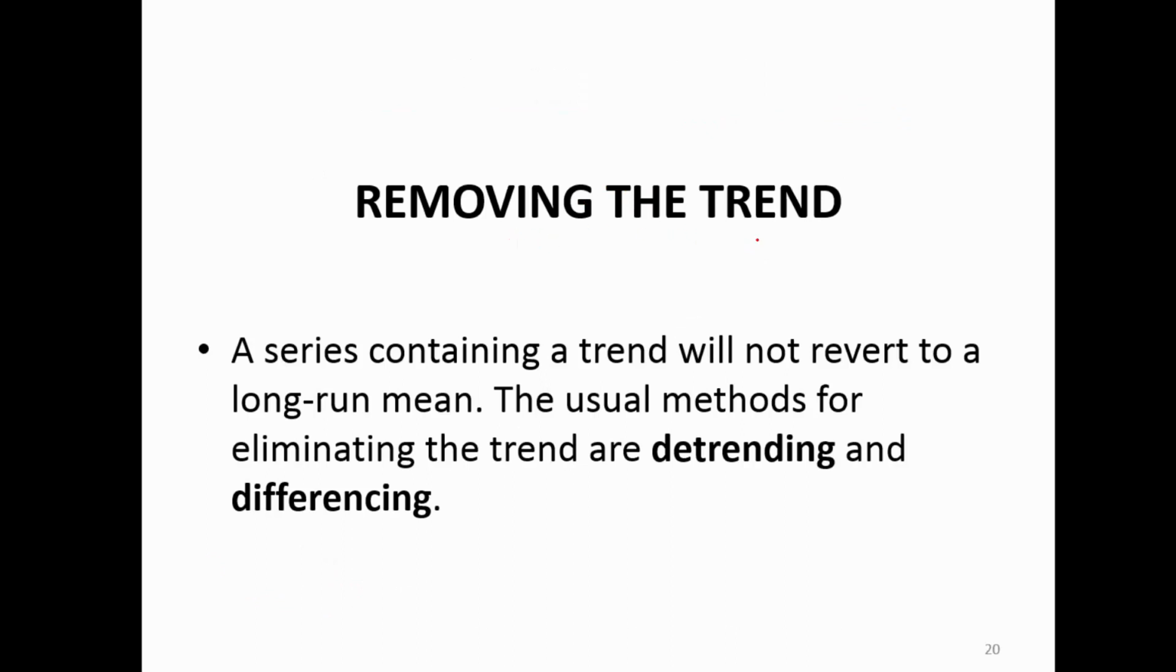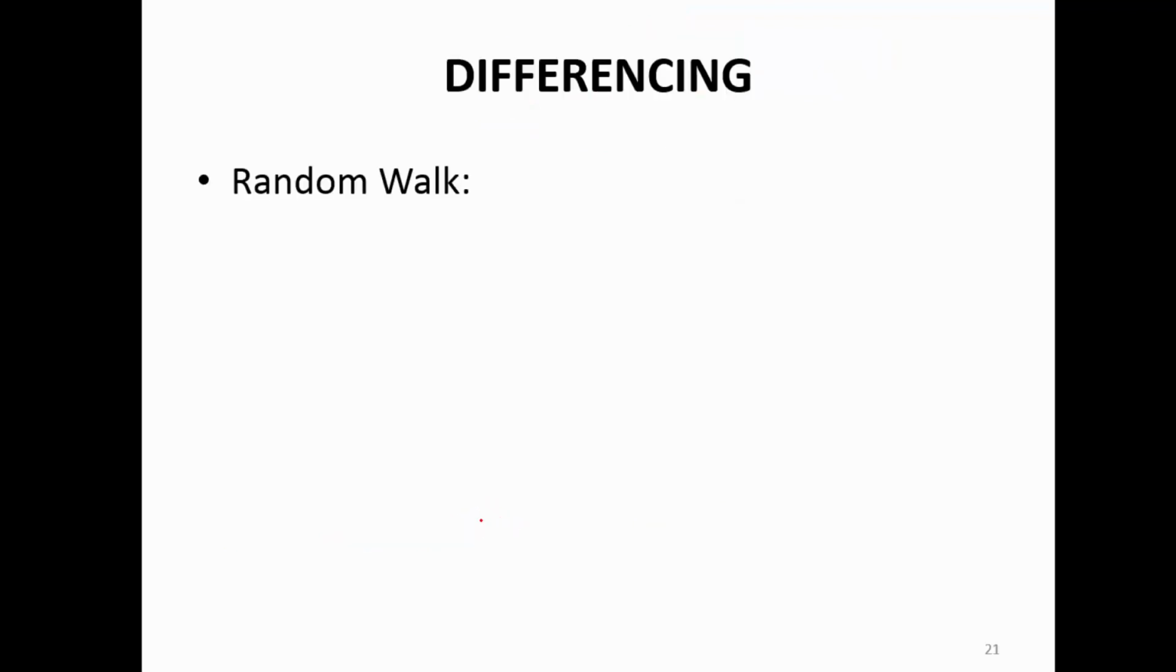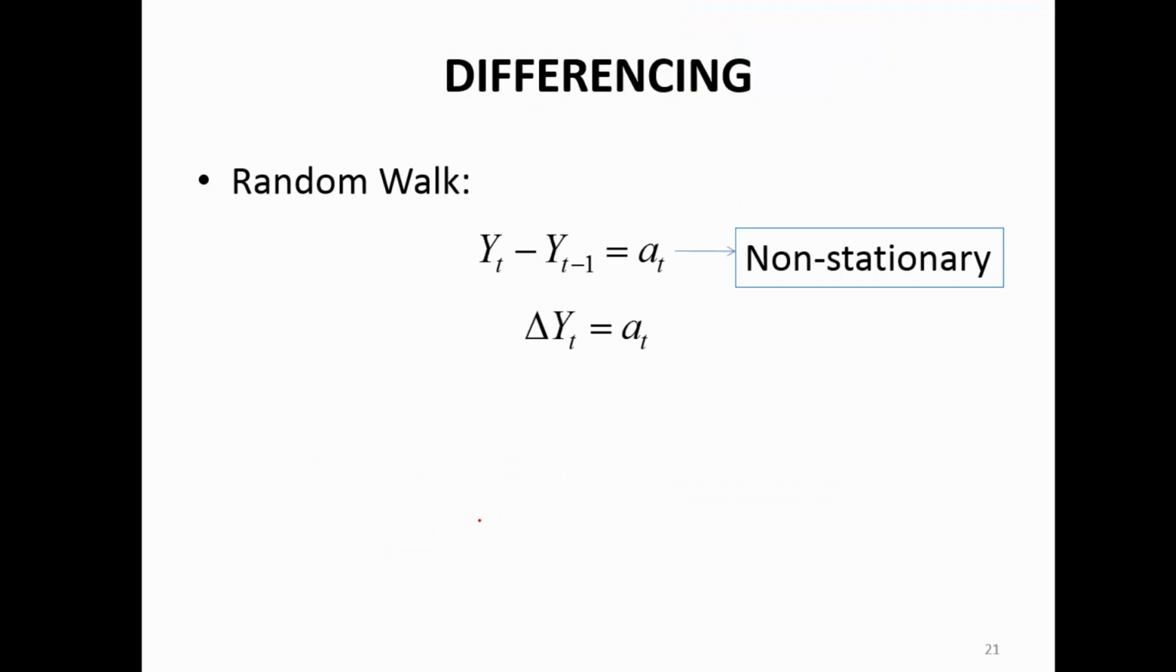So how do you remove the trend from a series? A series containing a trend will not revert to long run mean. So if a series has some kind of a trend, either an upward trend or a downward trend, it is never going to come back to the mean. So this is something that you can't expect, but that's what is needed for forecasting, right? So the usual methods for eliminating trend are detrending and differencing. Either you detrend or you difference. I'll briefly talk about it, not in detail.